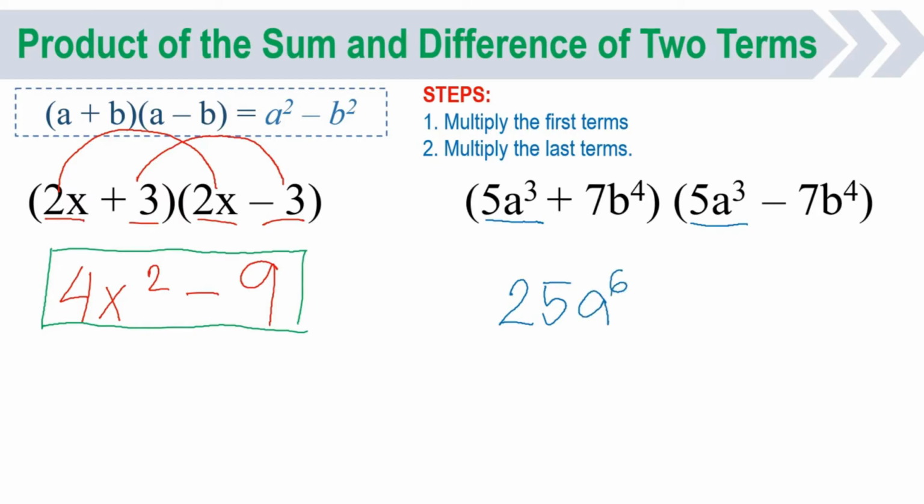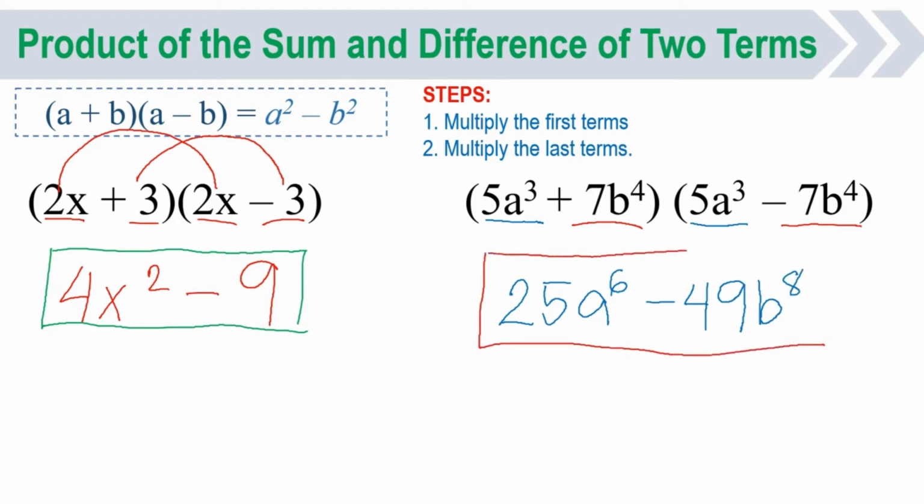And then, for the last terms, we have positive 7b raised to 4 and negative 7b raised to 4. So, positive 7 times negative 7, you will have negative 49. And b raised to 4 times b raised to 4, you just have to add their exponents. 4 plus 4, you'll have 8. So the answer is 25a raised to 6 minus 49b raised to 8.